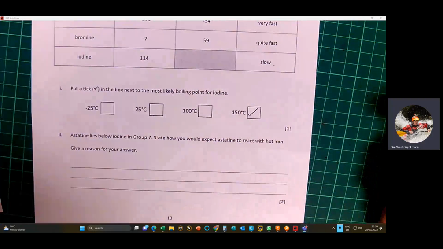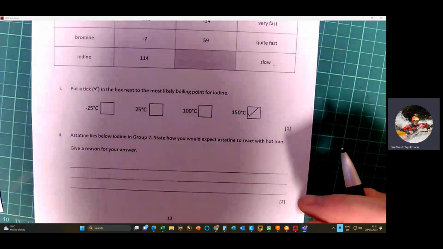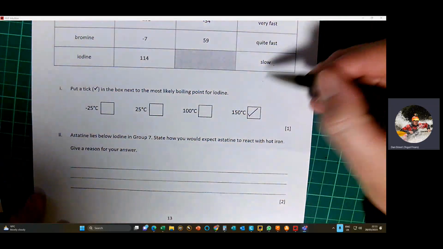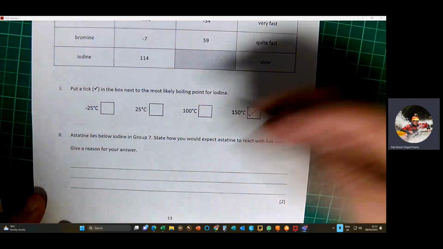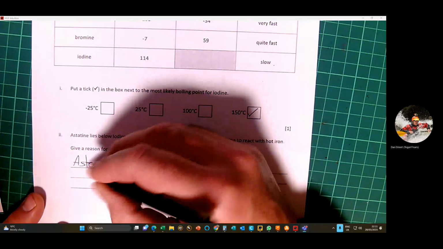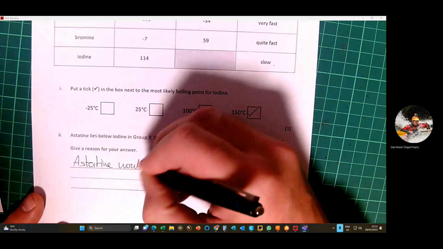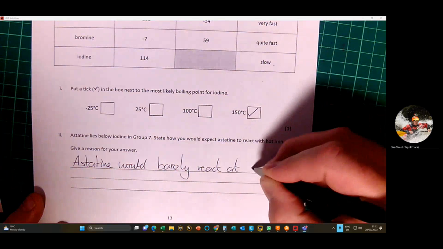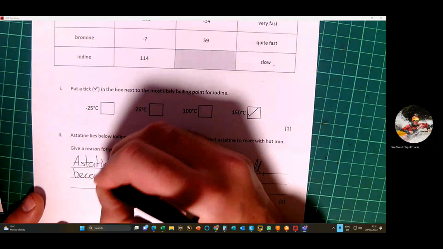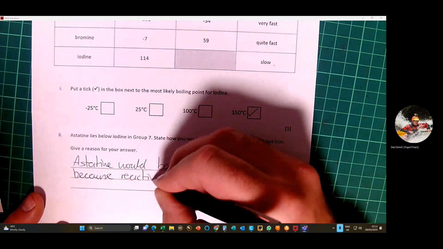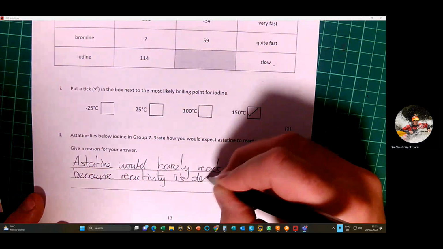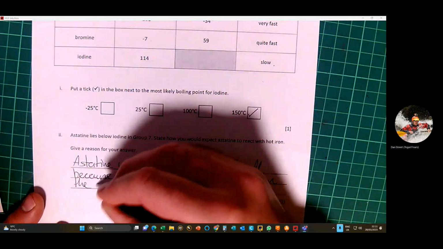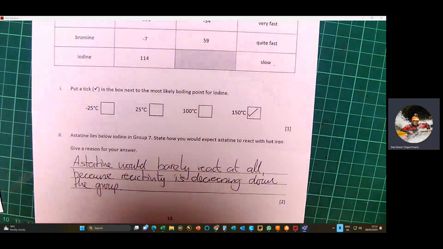Okay, and then the final question says, astatine lies below iodine in group 7. State how you would expect astatine to react with hot iron. Give a reason for your answer. Okay, so astatine would be here. We can see that the pattern is generally, they're getting less and less reactive. So astatine would barely react at all, because reactivity is decreasing down the group. Okay, so that's question number 8.